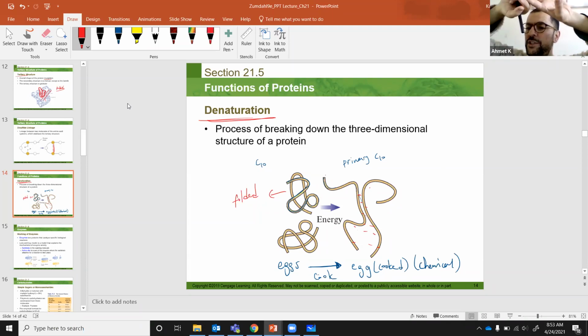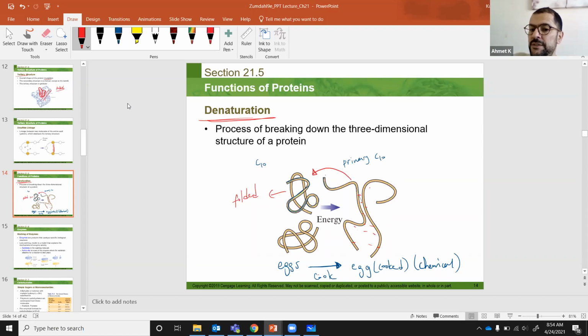And as you can imagine, once the protein is denatured, it loses its function, because as we said, in order for this protein to function, it has to be folded in a very specific way. If it's denatured, if it's unfolded, then it will not function anymore. In some cases, this process is actually reversible. You can come back to here again.